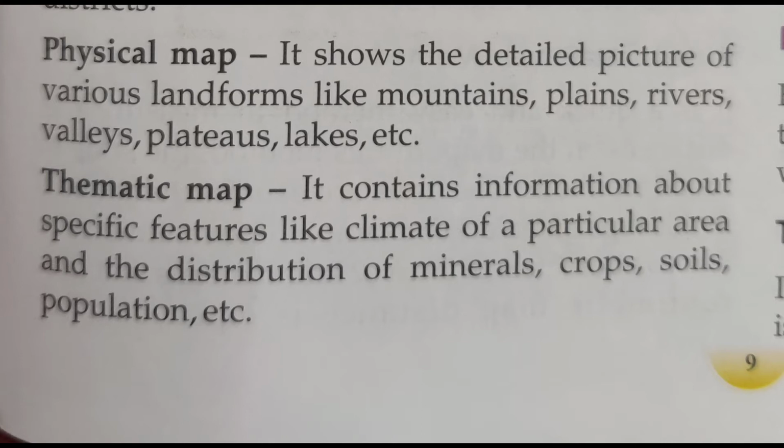Next, thematic map. Thematic maps contain information about specific features like the climate of a particular area and the distribution of minerals, crops, soils, and population of that particular area.